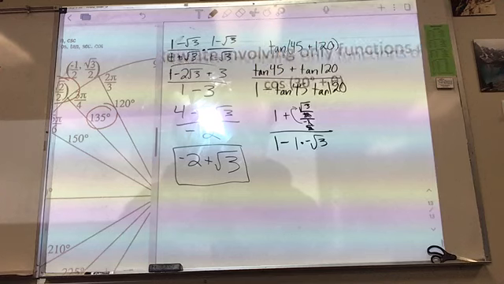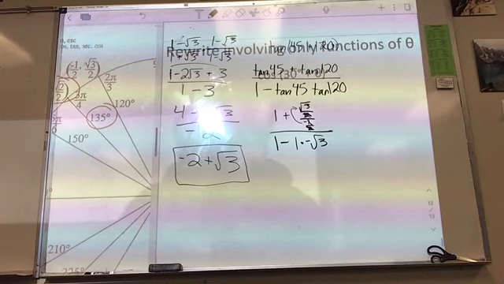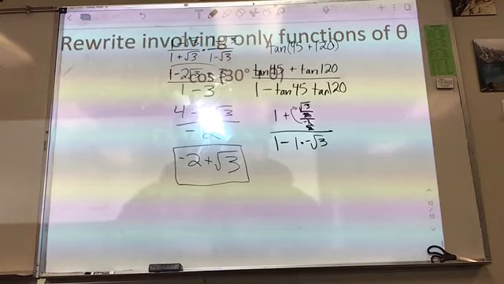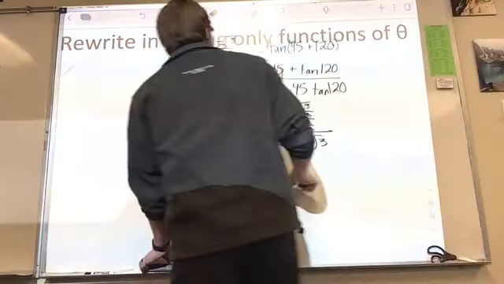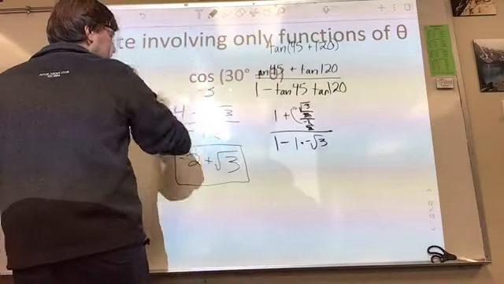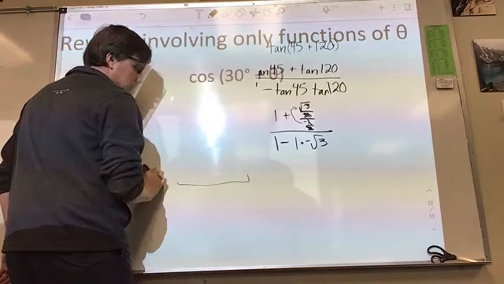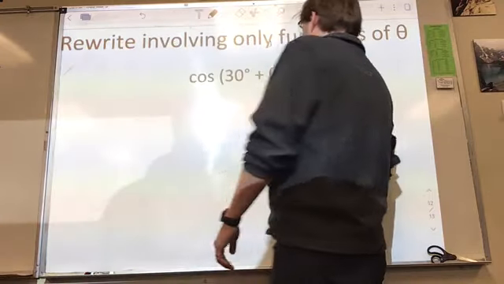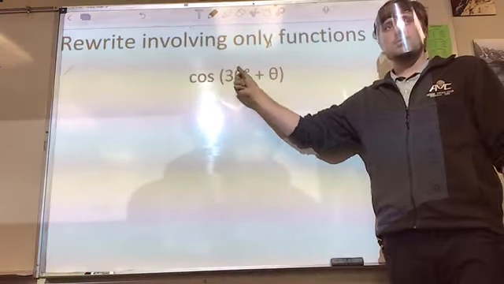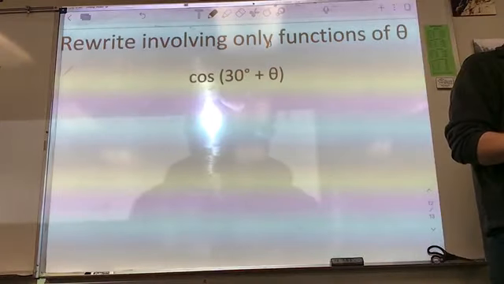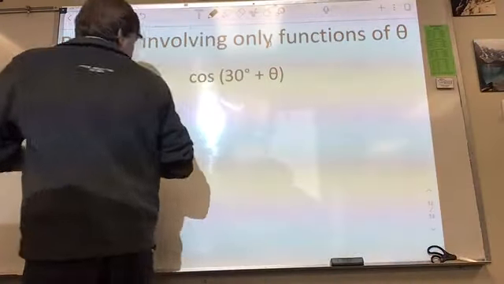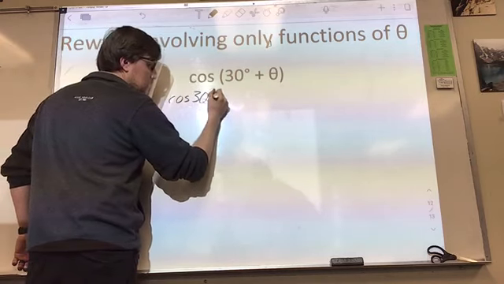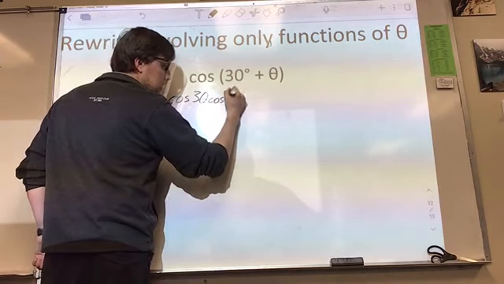Okay, last thing. It says rewrite involving functions of only theta. Okay, so what they don't like in this one, I'm going to erase this, but what they don't like in this one is that the parentheses have a 30 and a theta. We only want theta. We don't want degrees of 30. That still is cosine with 2 things added. So we have a formula for that. It is cosine A, cosine B, which is theta.